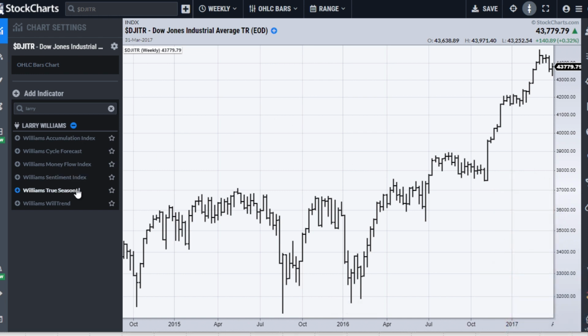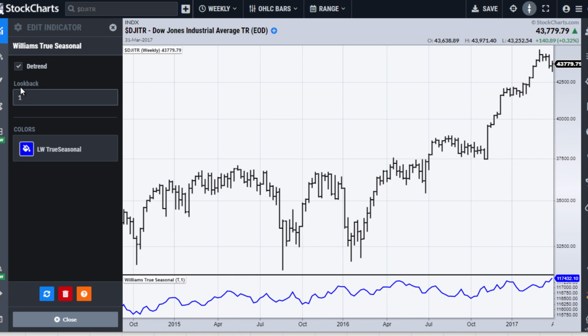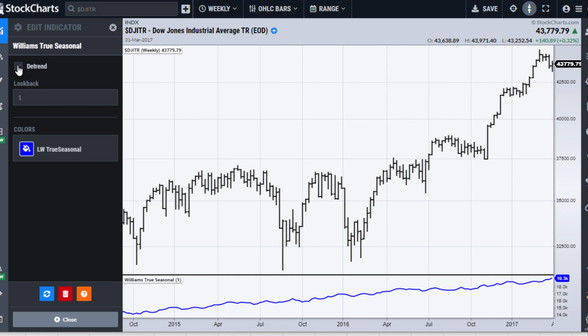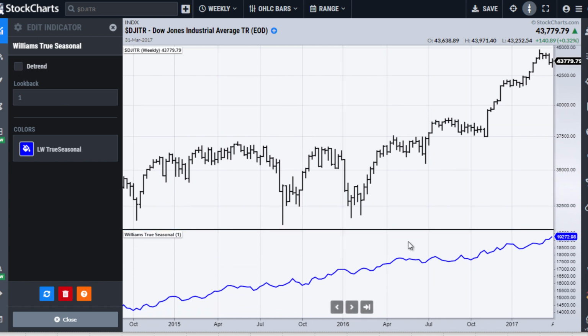You see it over here, so we're just going to click on it, we'll add it. Then it's saying, do you want to detrend it or not? And we do want it detrended. If we don't detrend it, it's going to essentially be a straight line going up. It'll show some of the peaks and valleys, but we want it detrended.